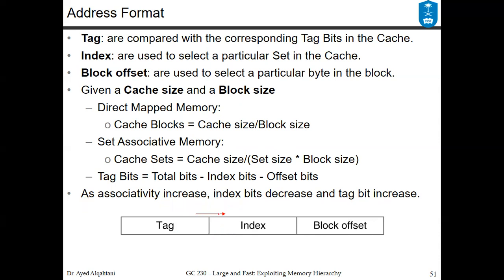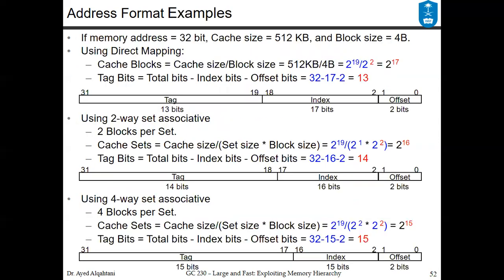Notice also, if you have a fully associative cache, then you don't need any index. The index bit will be 0. So here are 3 examples. If you have a memory address that is 32 bits, so the address starts from 0 to 31.